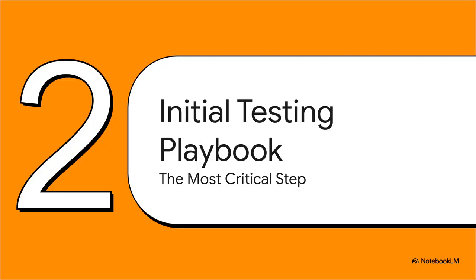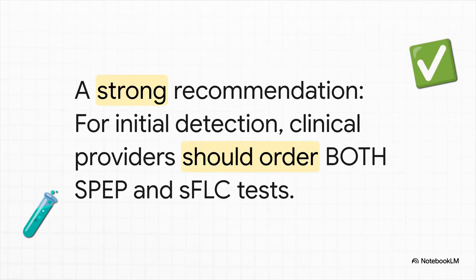Okay, now for the most practical part of this whole talk, your initial testing playbook. If you even suspect a monoclonal gammopathy, this is precisely what you need to do. All right, lean in for this one, because this is the single most important takeaway from the entire guideline. For your initial screen, you have to, I repeat, have to order both a serum protein electrophoresis, or SPEP, and a serum free light chain assay. It's not an either-or, you need both, period.